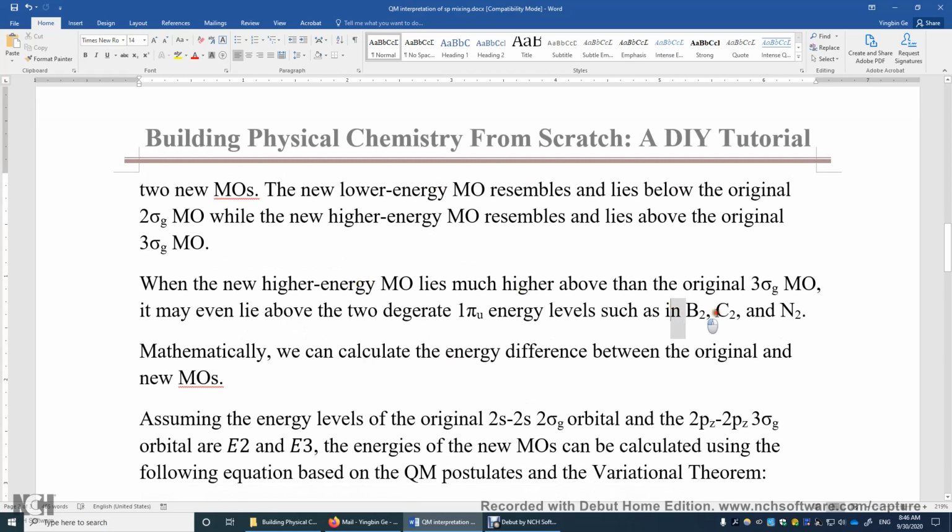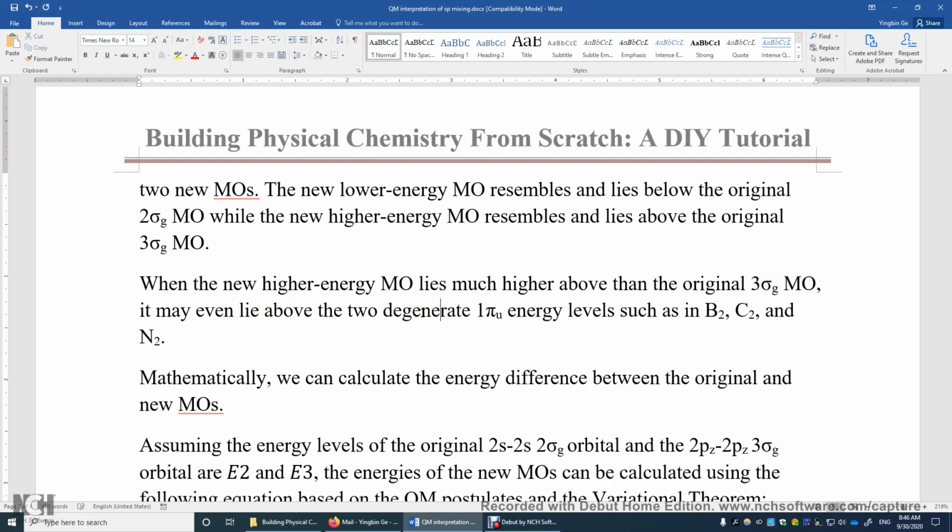So in this case, in B2 or C2 or N2, the new higher energy MO lies much, much higher above the original 3 sigma g MO. So you shift this MO way up. It even lies above the 2 degenerate 1 pi u energy levels.